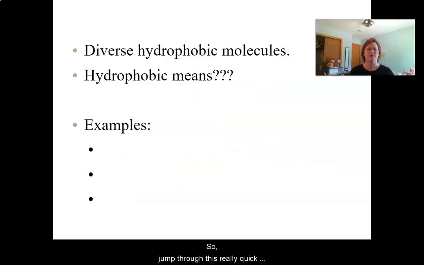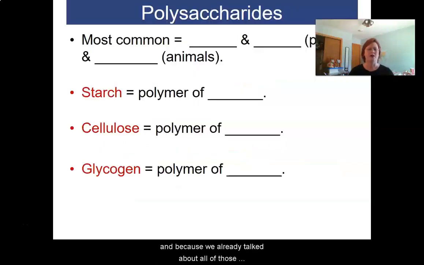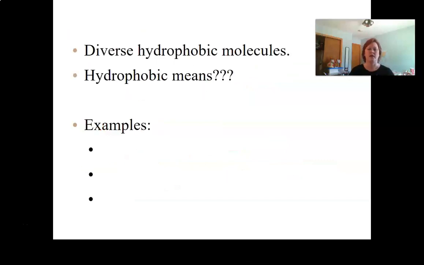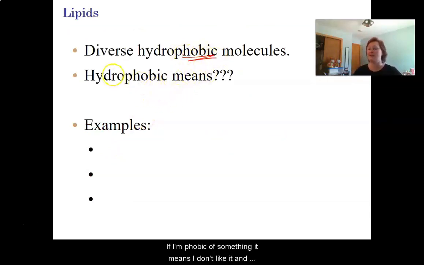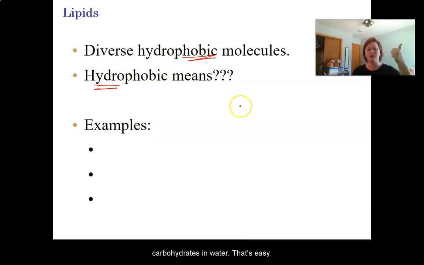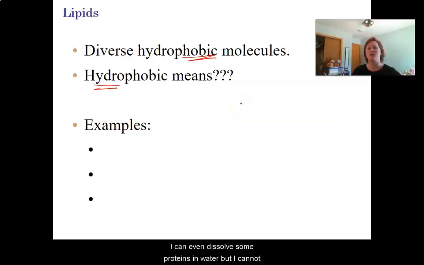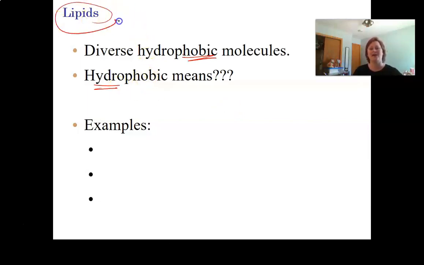So I'm going to jump through this really quick, because we already talked about all of those types of molecules. So let's talk about lipids. Lipids are hydrophobic. If I'm phobic of something, it means I don't like it, and hydro means water. So these are molecules that don't like water. You can dissolve carbohydrates in water. That's easy. I can dissolve starch, like cornstarch, in water, or sugar in water. I can even dissolve some proteins in water, but I cannot dissolve lipids in water.